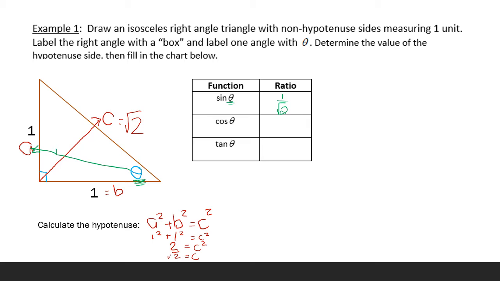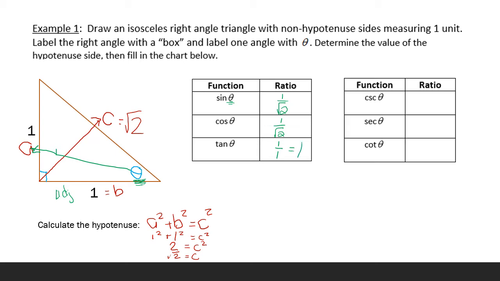So sine of theta is 1 over root 2. Cos of theta, cos is the adjacent. So in this case, our adjacent is here. So our adjacent is 1. Our hypotenuse we know is root 2. And then tan is opposite over adjacent. You have all this on your handout if you forgot SOH CAH TOA. So the opposite, we've already determined, is 1. The adjacent is 1, so this answer here is 1.